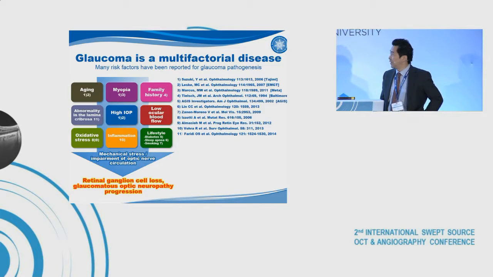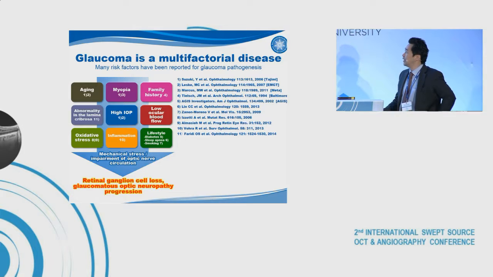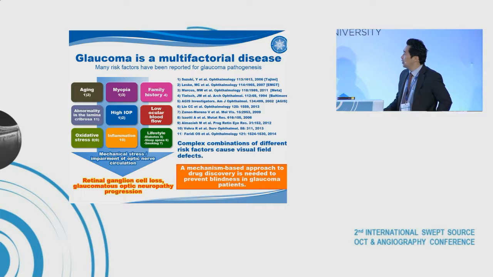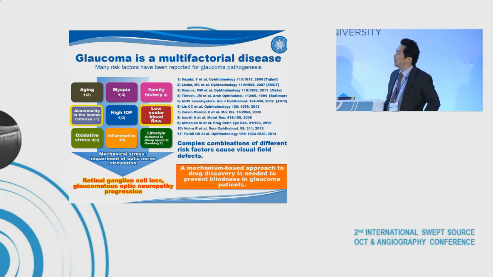So glaucoma is a multifactorial disease, and many risk factors listed below are reported for glaucoma pathogenesis. A complex combination of different risk factors causes visual field defect. And a mechanism-based approach to drug discovery is needed to prevent blindness in glaucoma patients. Today, I'm talking about the abnormality in lamina cribrosa and its relationship with ocular blood flow.